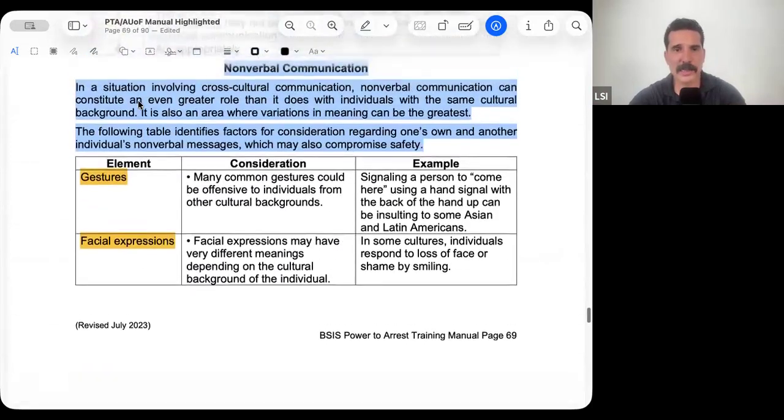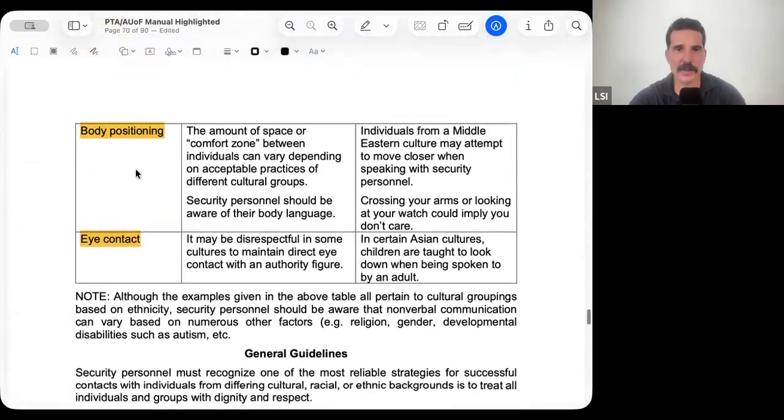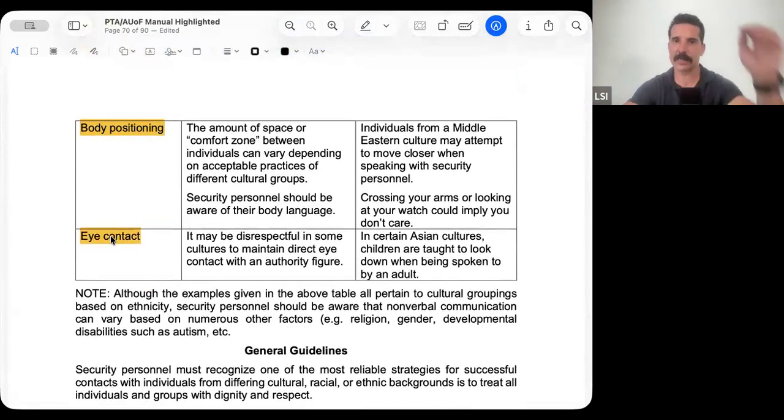Oh, you're also going to highlight the last two elements, which are on the next page, body positioning and eye contact. So body positioning, the amount of space or comfort zone between individuals can vary depending on acceptable practices of different cultural groups. Security personnel should be aware of their body language. Individuals from Middle Eastern culture may attempt to move closer when speaking with security personnel. Crossing your arms or looking at your watch could imply you don't care.